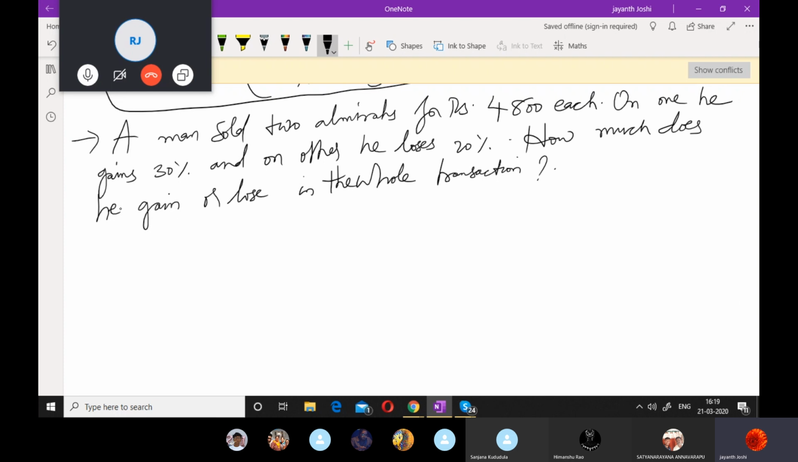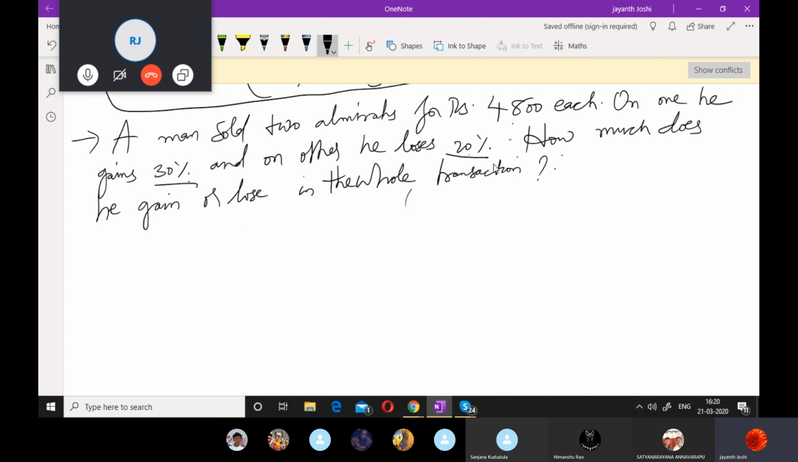Okay, I'm giving you a formula for this and you should find out the answer and tell me. See, what is he asking? You remember the formula we did where a man sold two watches for 850 rupees each. Here he is selling two almirahs for 4,800 each. On one he gains 30% and on another he loses 20%. There he was gaining 15% and losing 15%. There the profit percent and loss percent were the same. Here they are different, so the formula will change. So how much does he gain or lose in the whole transaction?